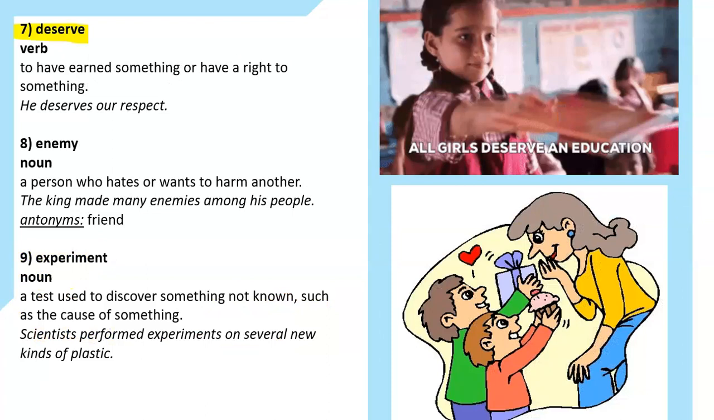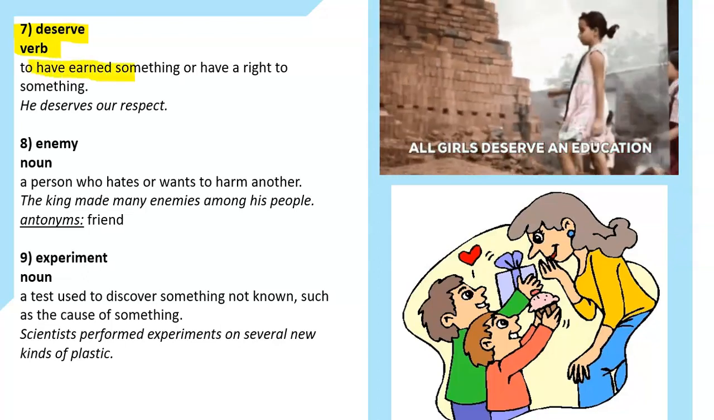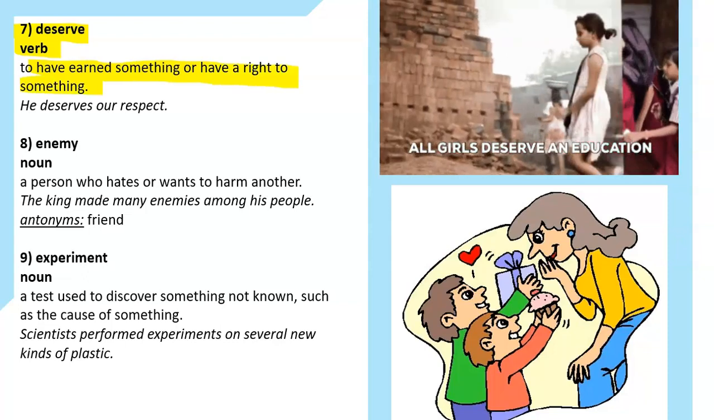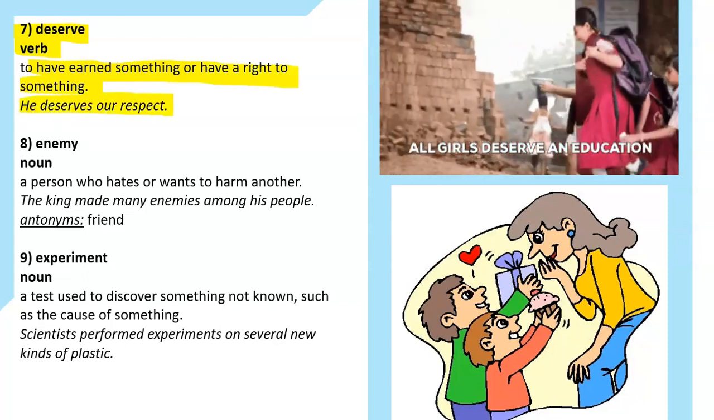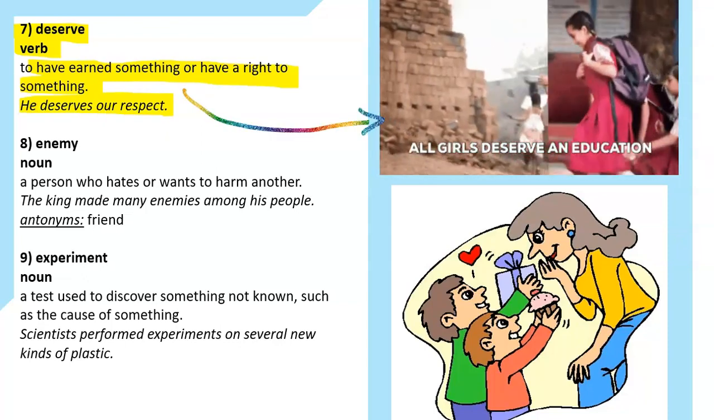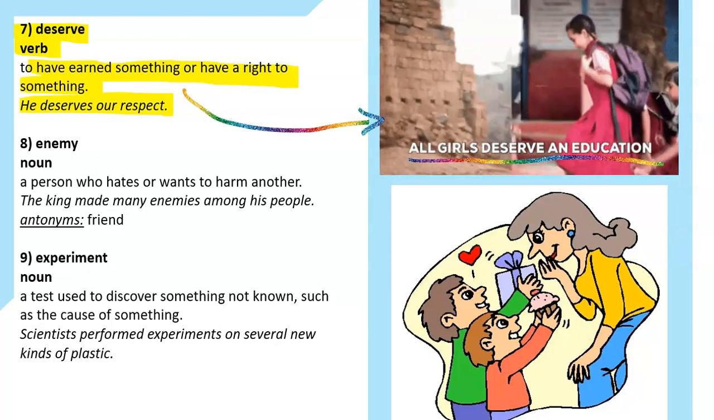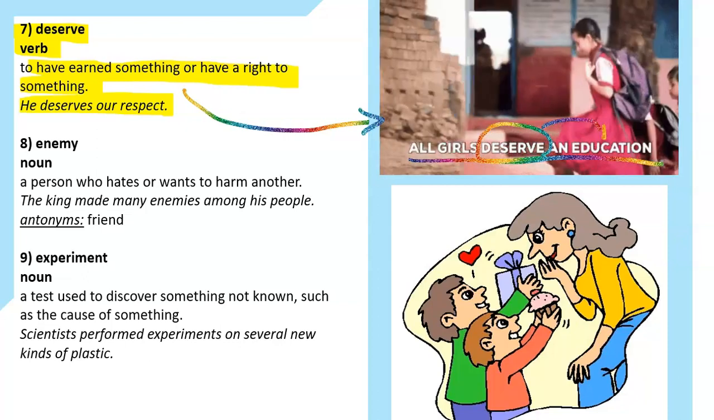Our next word is deserve. Deserve is a verb and it means to have earned something or have a right to something. For example, he deserves our respect. We can make a sentence like this: all girls deserve an education. It means they should get this. They should get an education.